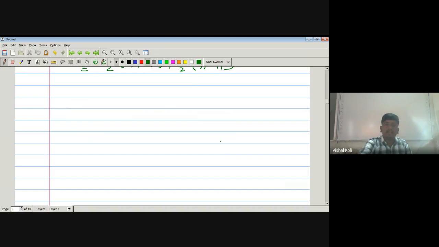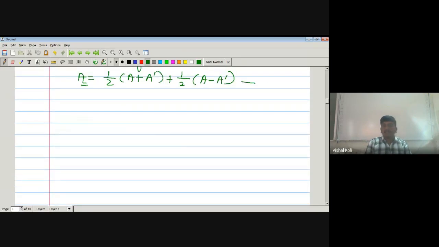Now from star, let P is nothing but 1 by 2 (A plus A dash) and Q is equal to 1 by 2 (A minus A dash). Okay, now we have to express this A as a sum of symmetric and skew symmetric matrix. Now let us check whether P is a symmetric matrix or skew symmetric matrix.